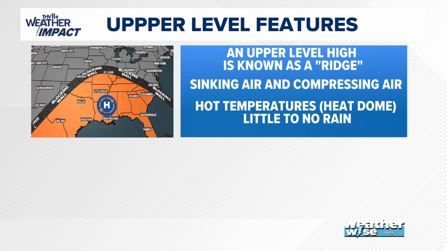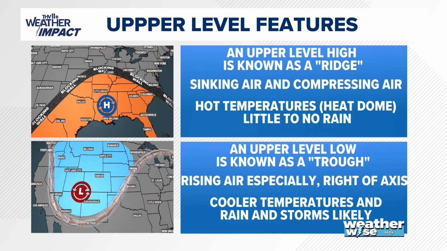On the other side, we have what's known as an upper level low or a trough. And under this area, you have rising air, especially to the right of the trough axis. And we're going to talk more about the trough axis and the orientation of that, because that plays a very critical part in severe weather. Cooler temperatures and also rain and storms are likely when you are underneath a trough of low pressure.